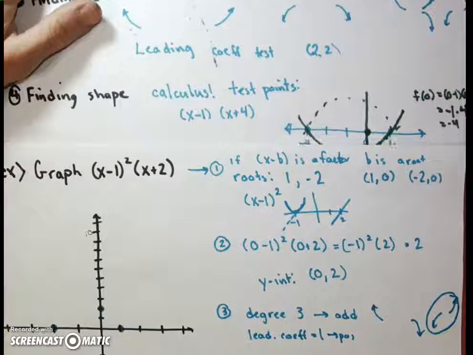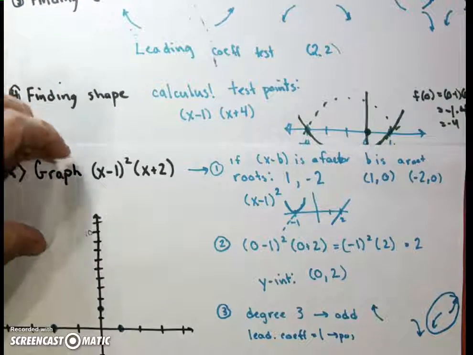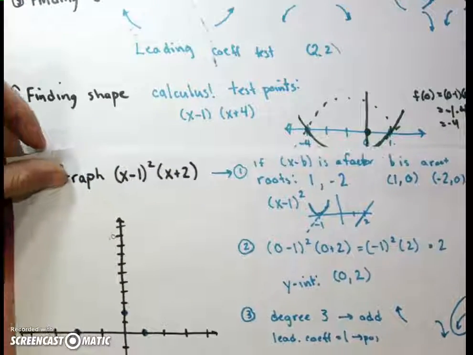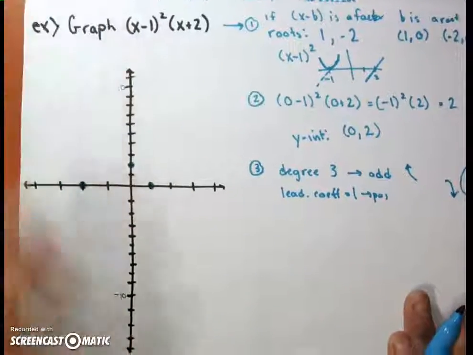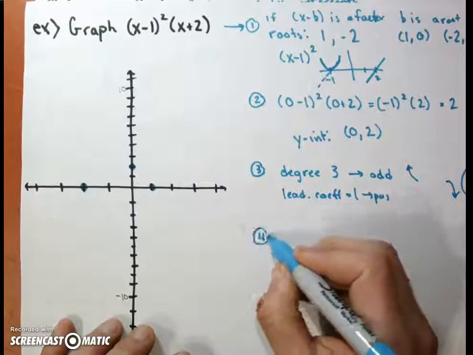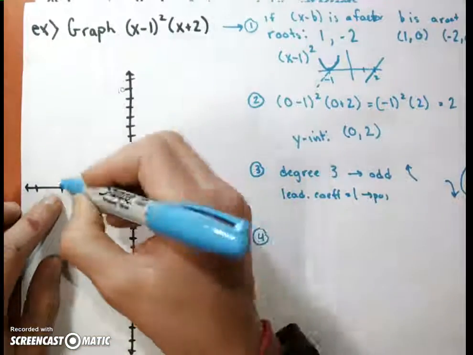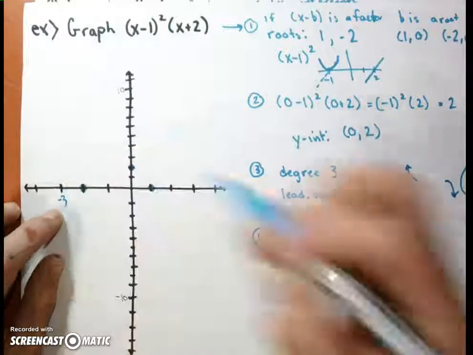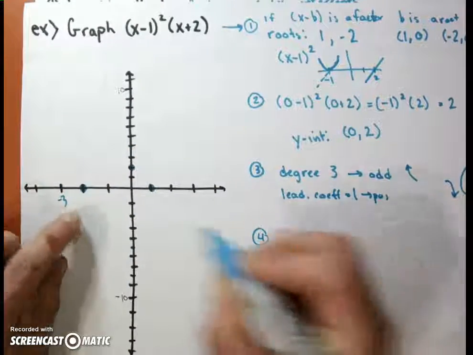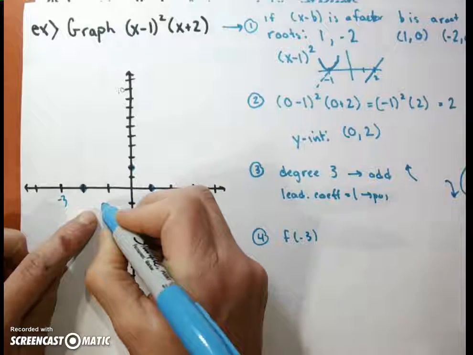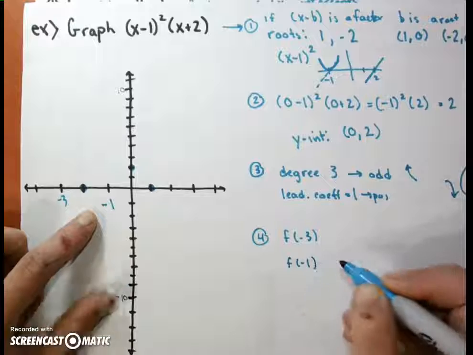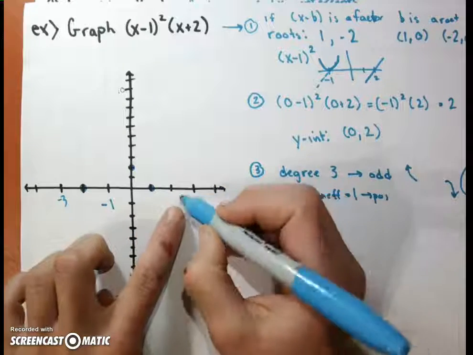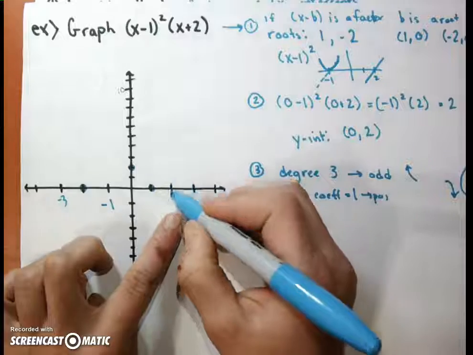And finally, to find the shape, I need to use some more test points. I need to look at some values that are in between each of my intercepts. So maybe I'll look at f of negative 3. Then I'll look between these two, so maybe I'll look at f of negative 1. And we'll look at one beyond here, so we'll look at f of 2 as well.